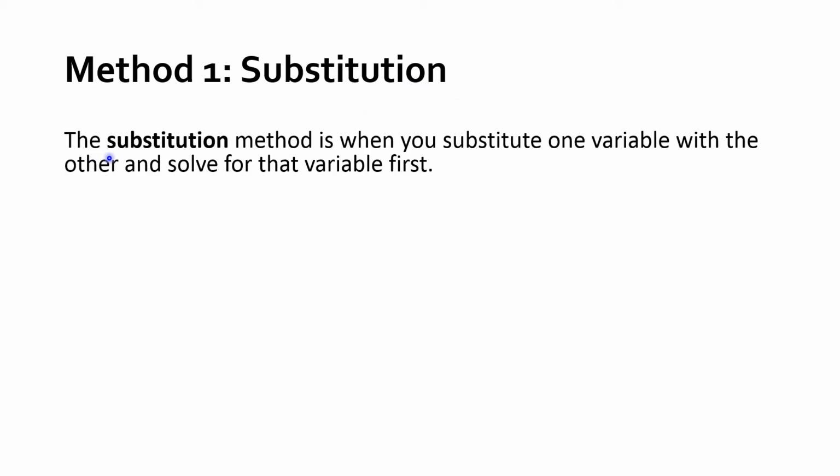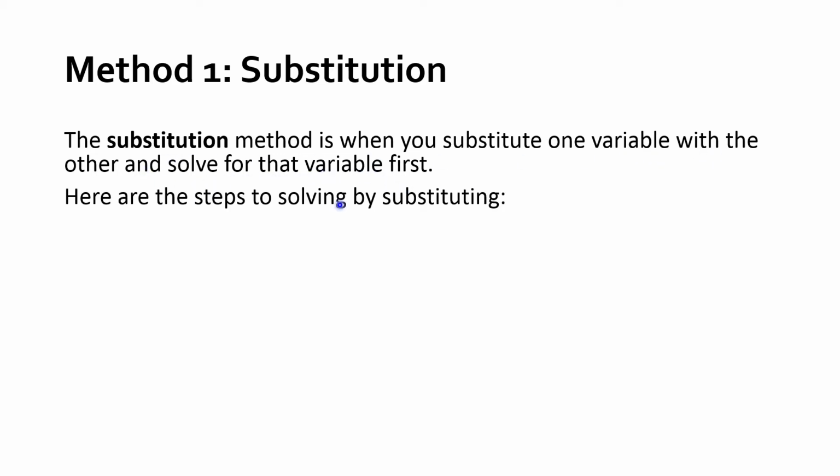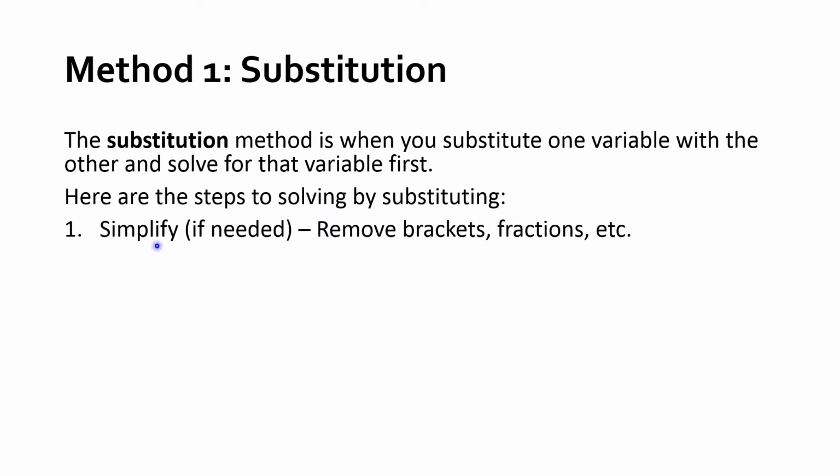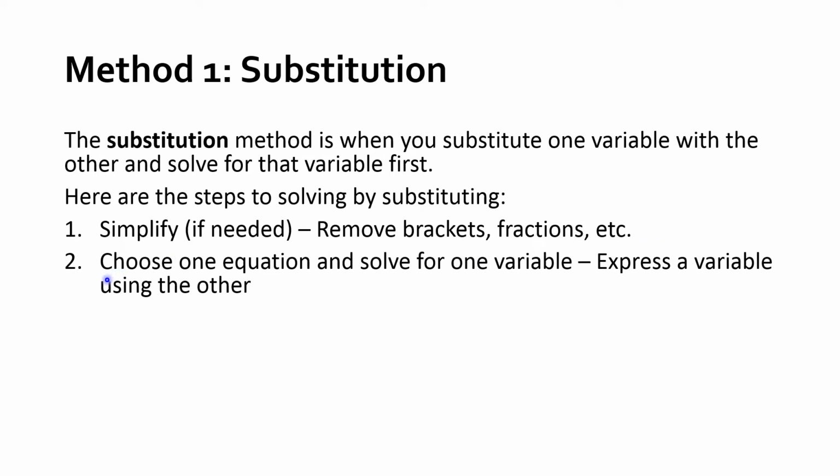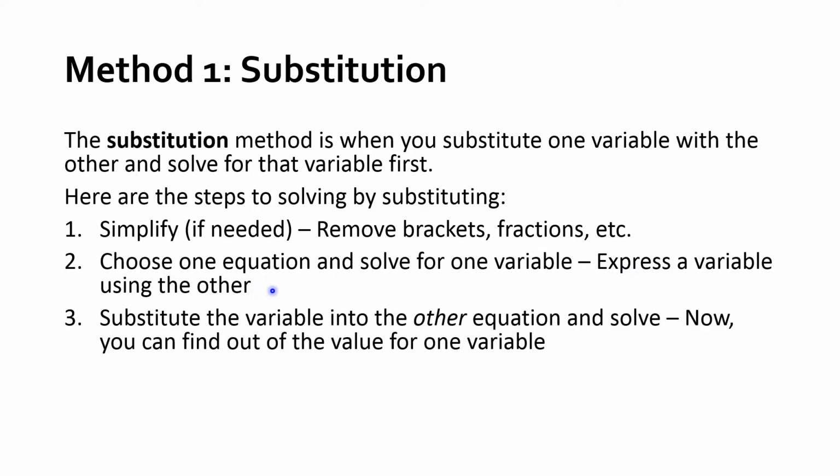Method 1, substitution. The substitution method is when you substitute one variable with the other and solve for that variable first. Here are the steps to solving by substituting. First, simplify if needed. By that I mean remove brackets, fractions, etc. Step 2, choose one equation and solve for one variable. Express a variable using the other. Step 3 is substitute the variable into the other equation and solve.